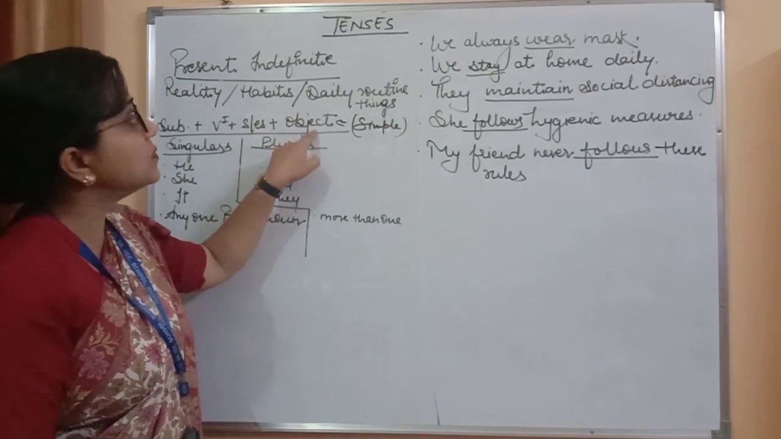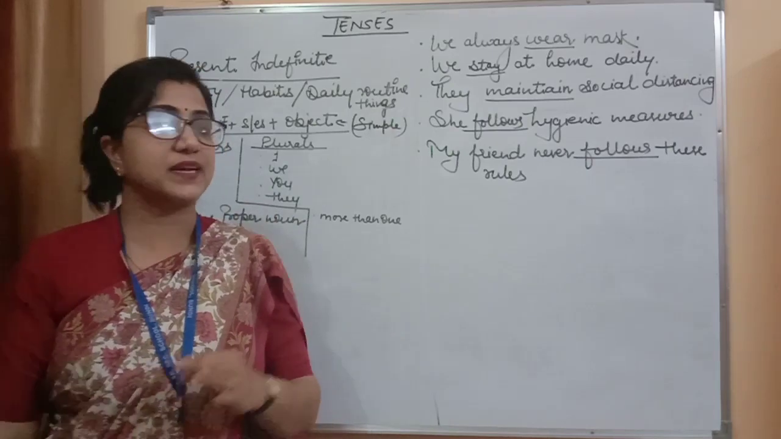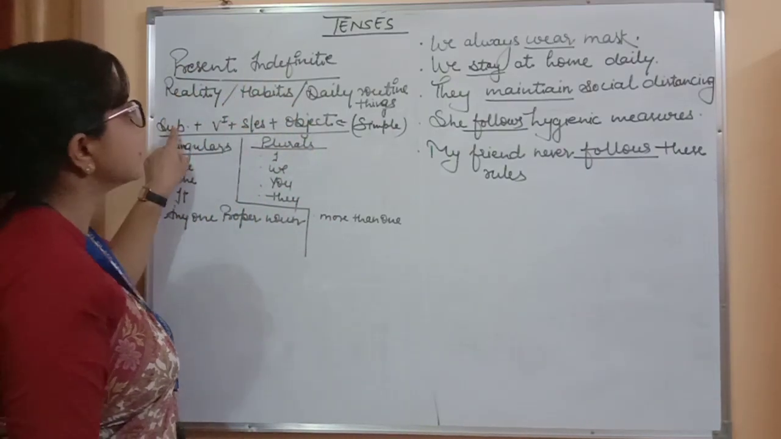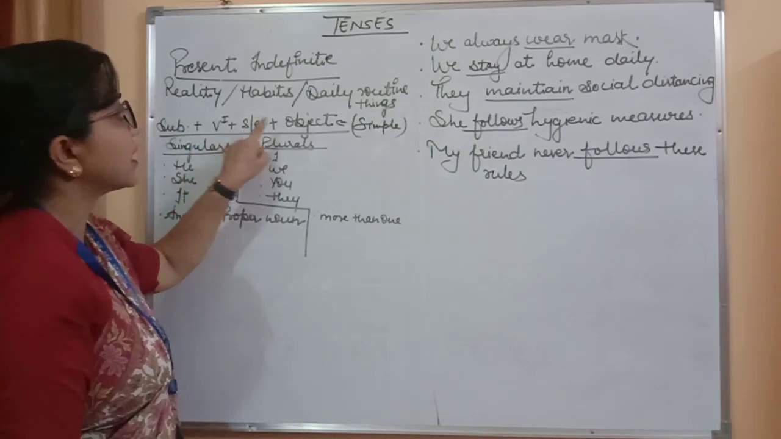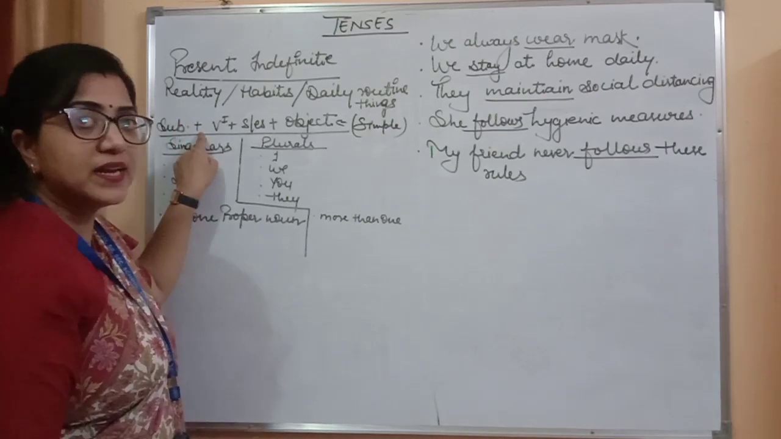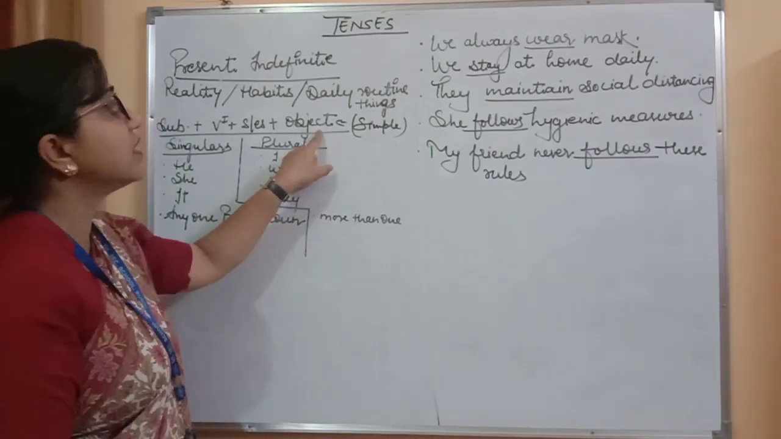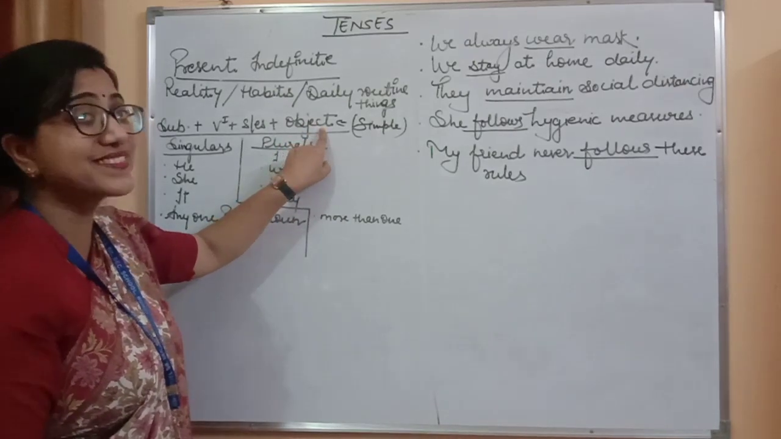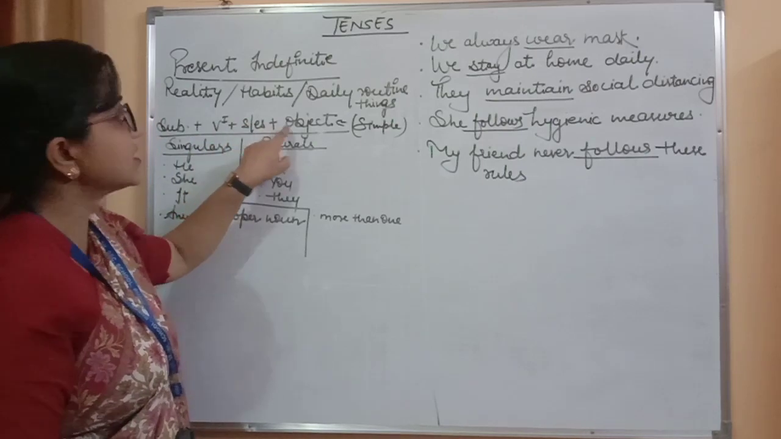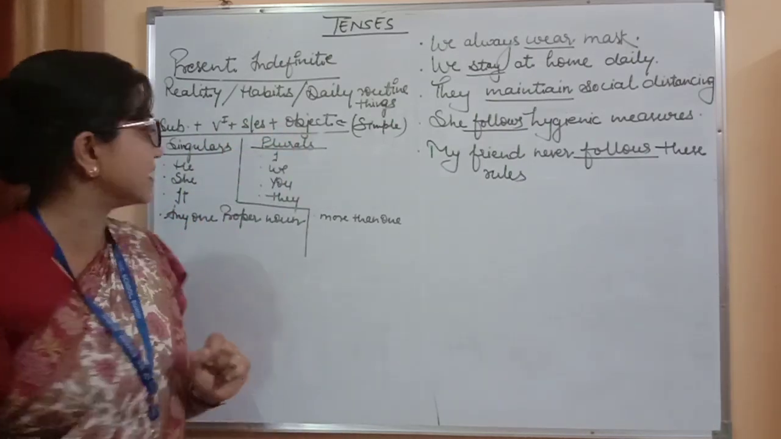After that, the object. There are two types of object: direct object and indirect object. The object is also related to the verb and subject, the action verb, the remaining part of a sentence. What and whom are the questions related to the object, and the object always comes at the last. Subject, verb first form plus s or es, plus object. This rule scheme you have to follow to frame your sentence.